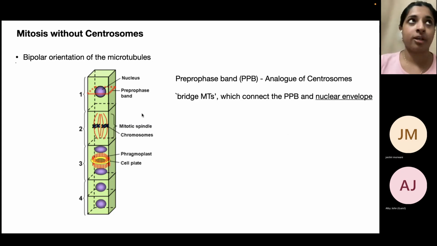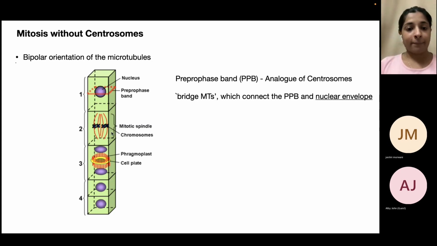Scientists have discovered this to be an analog of the centrosome. From here, bridge microtubules form, which connect the pre-prophase band to the nuclear envelope. This helps in the orientation of the spindle pole, as in the cell knows where the spindle pole needs to be formed, and also helps in the further generation of the mitotic spindle.